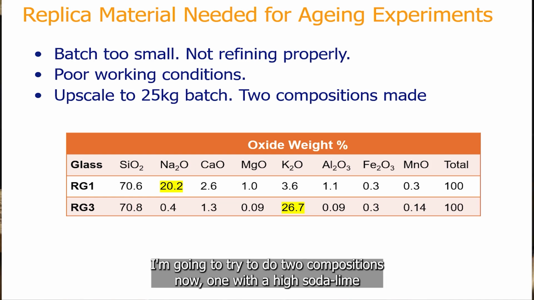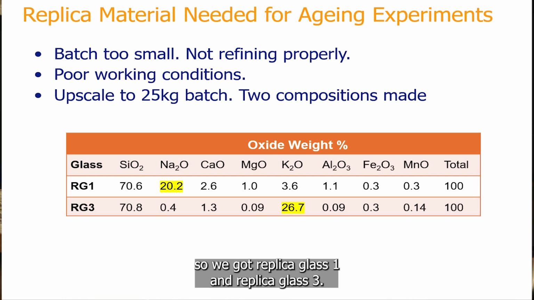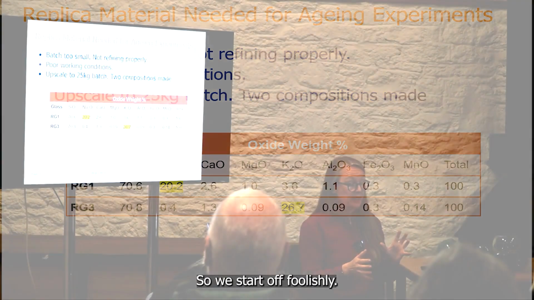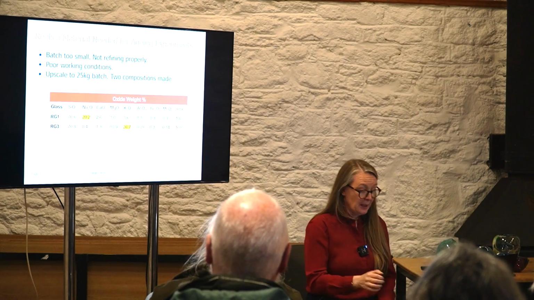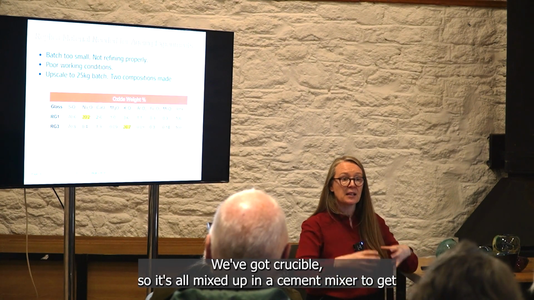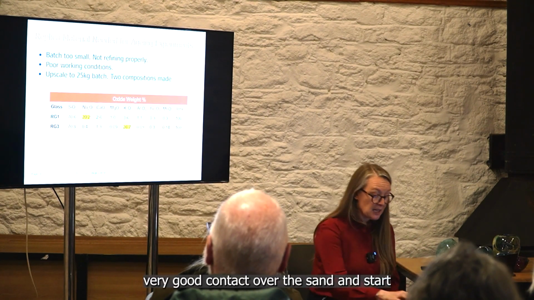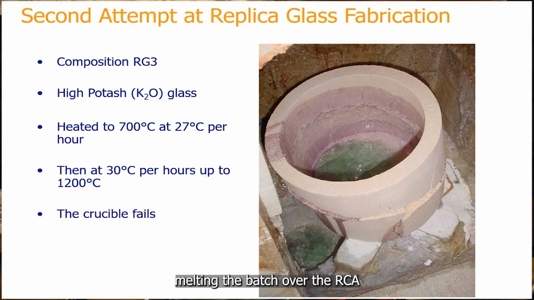So we decided to scale up to 25 kilogram batches, and we're going to try two compositions now, one with a high soda lime and one with a high potash content. There we've got replica glass 1 and replica glass 3. We start off foolishly, I don't know why we started with replica glass 3, a high potash one. We've got crucibles, and it's all mixed up in a cement mixer to get very good contact over the sand, and we start melting the batch over in the RCA.